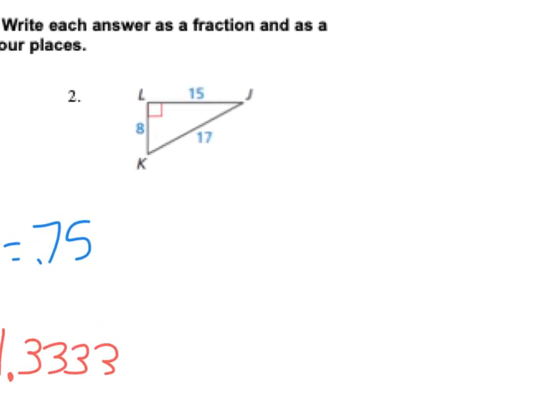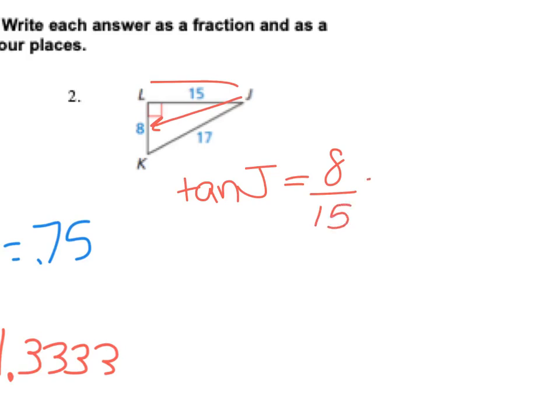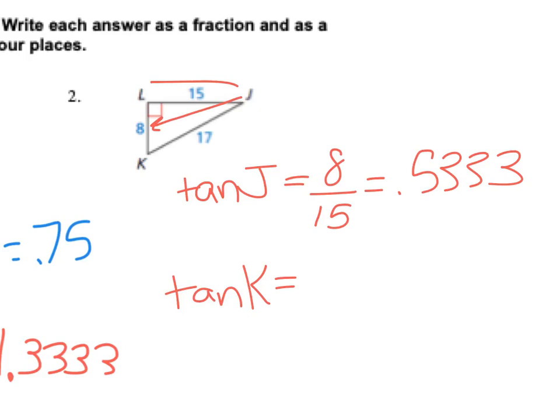Again, we're practicing with the ratio here. We have the tangent of J is opposite, which is 8, over adjacent, which is 15. When we divide that out, we get 0.5333. And the tangent of K is going to be, here's K, opposite is 15, adjacent is 8. When we divide that out, we get 1.875.